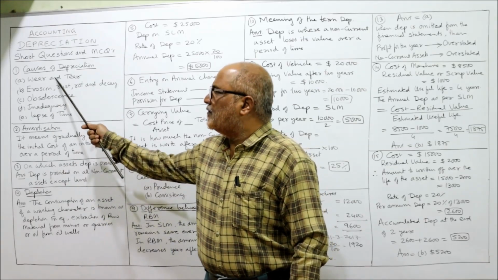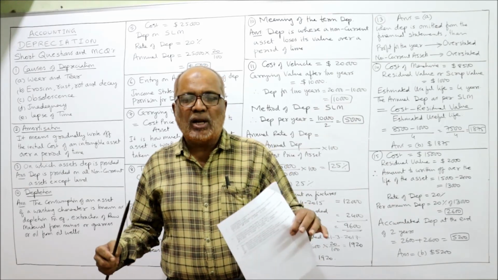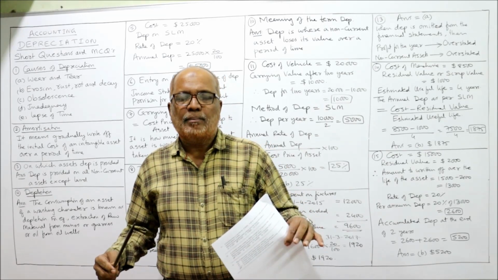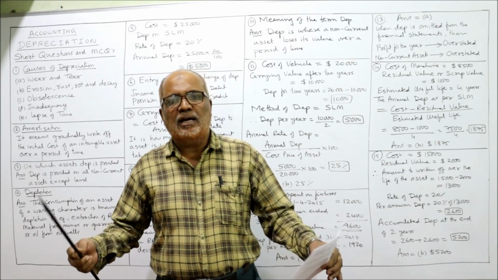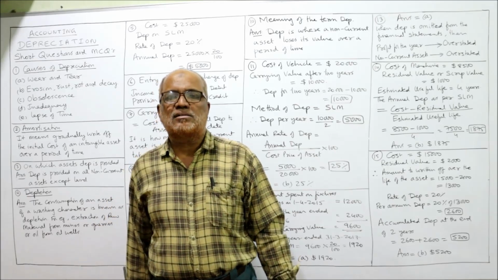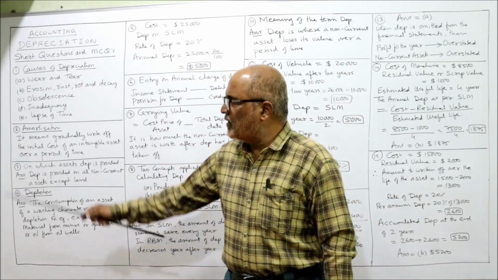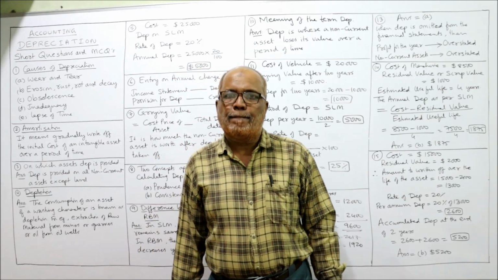Wear and tear. The first cause of depreciation is wear and tear. By using a non-current asset, its value will decrease. That is usage. On account of usage, the value decreases. That is the first cause, wear and tear. Second, erosion, rust, rot, or decay.